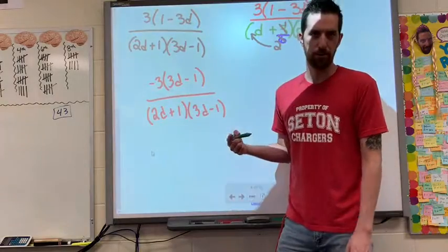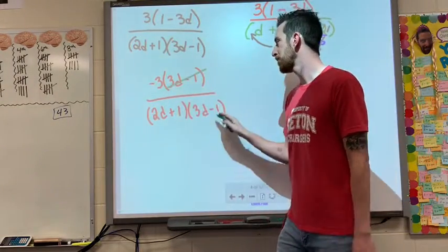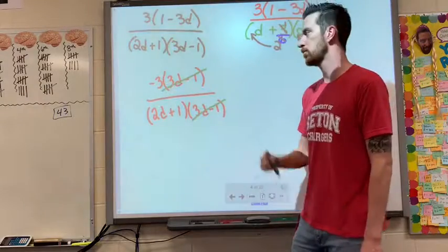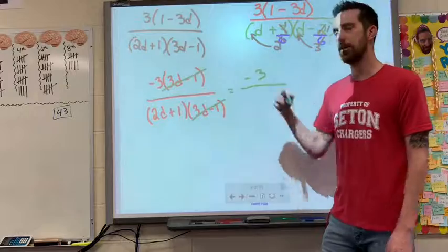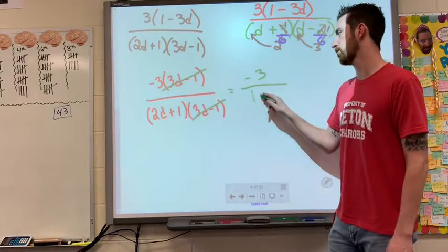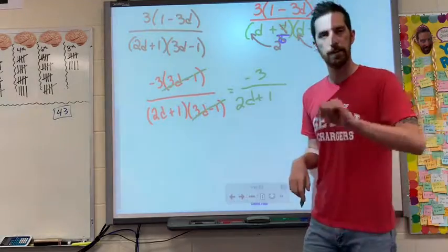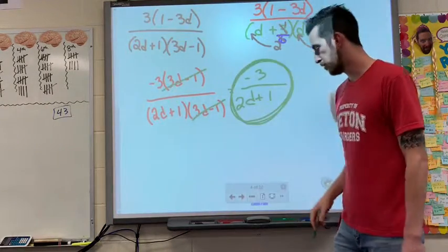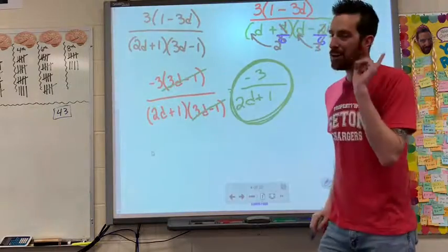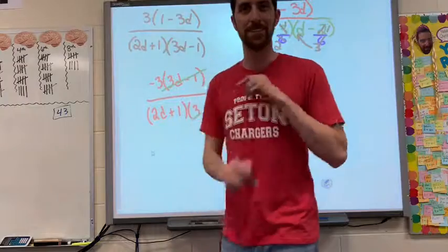What can we cancel out from the numerator and denominator now? Yeah. 3d minus 1 for a 3d minus 1. Look at what's left. In the numerator, I got negative 3. Denominator, I got 2d plus 1. If you want to put it in parentheses, go for it. If you don't, then don't. It's our final answer. But don't forget about the exclusions.